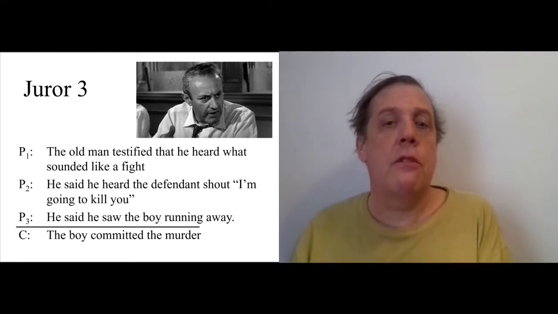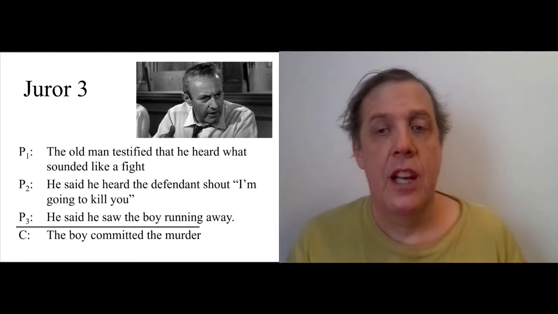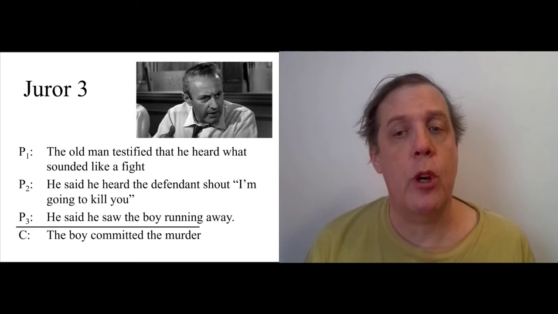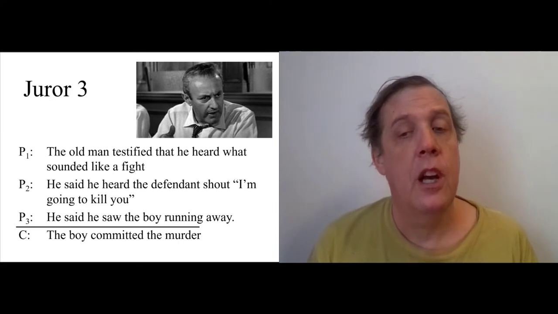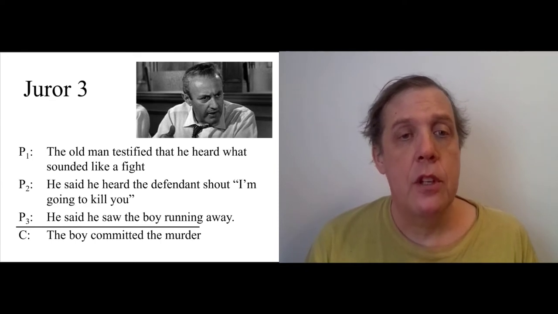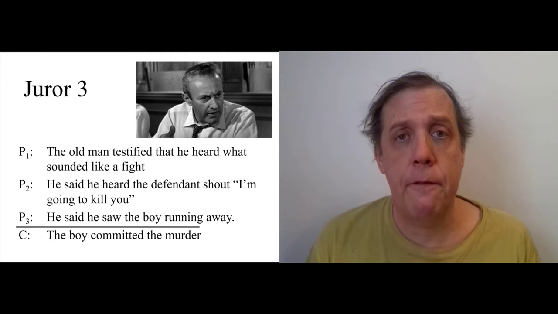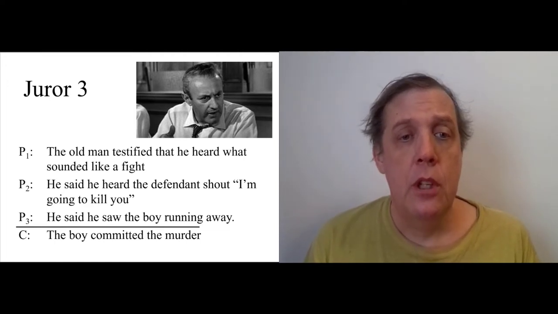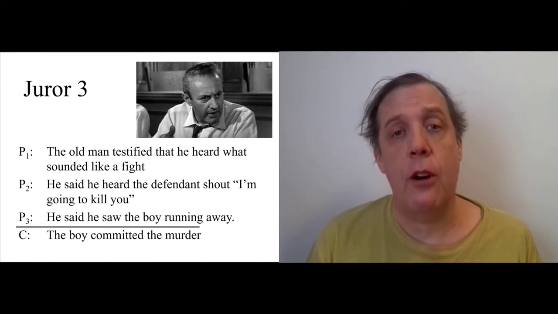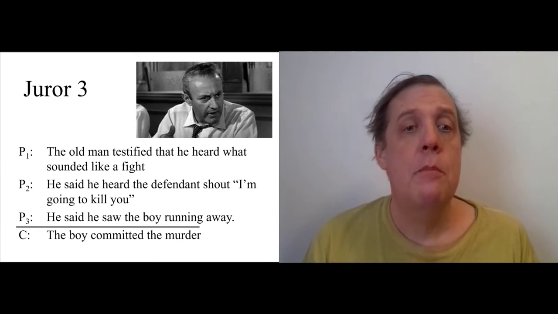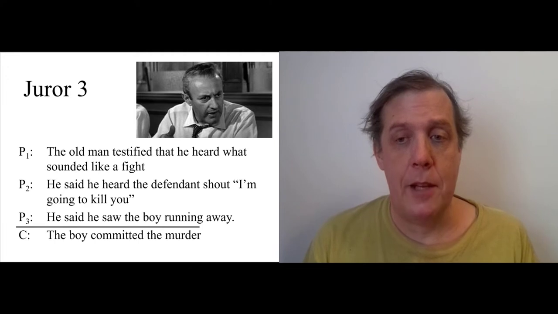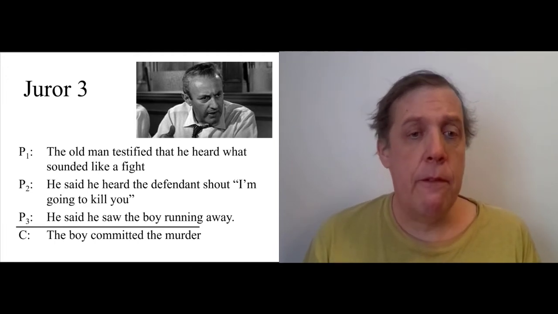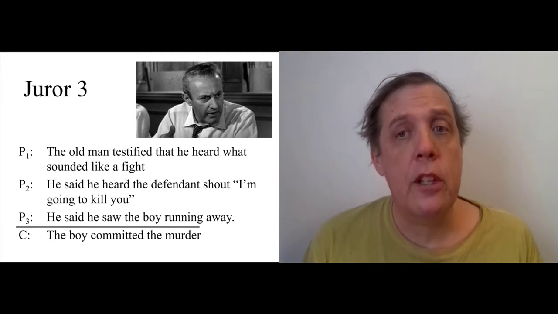The way I see it, Juror 3 has 3 premises. And essentially the argumentation scheme we are working with here is argument from authority or testimony. So here are the premises. P1, the old man testified that he heard what sounded like a fight. P2, he said he heard the defendant shout, "I'm going to kill you." P3, he said he saw the boy running away. Therefore, conclusion, the boy committed the murder.